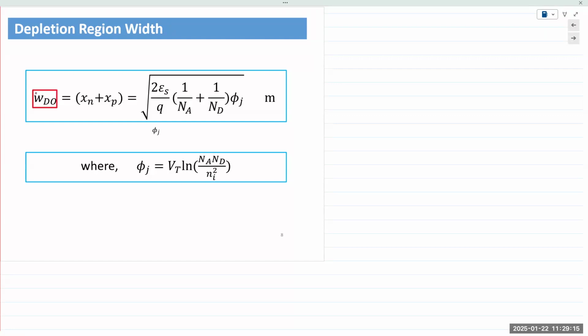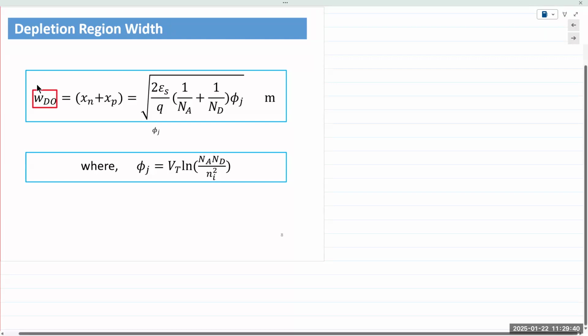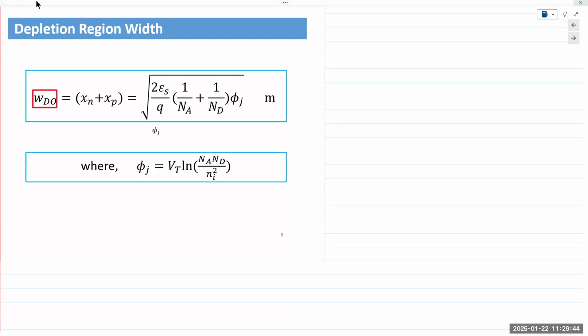would be how far it extends into the N and the P type material, so XN and XP. Excuse me, sorry. And that is given by the square root of 2 epsilon S over Q. And then, of course, it's dependent on the actual doping amounts, so ND and NA, which is basically controlled at the factory.